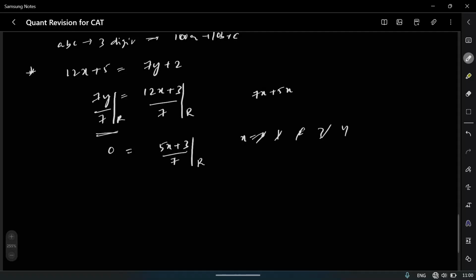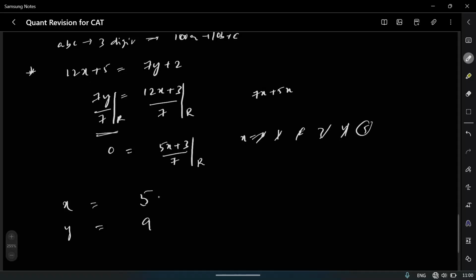Put x equals 4: 5 fours are 20 plus 3, 23 by 7, remainder is 2, which is not satisfying. We put x equals 5: 5 fives are 25 plus 3, 28 by 7, which is divisible by 7. So x equals 5 is the first number. So we'll write the possible solutions. When we substitute x equals 5 in this equation, we get y equals 9.